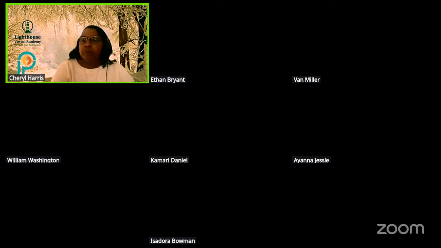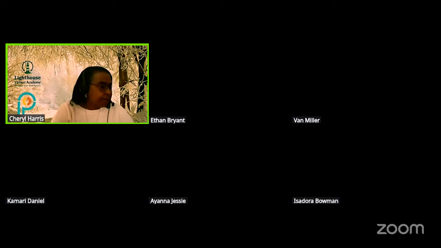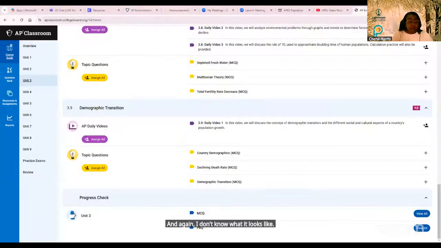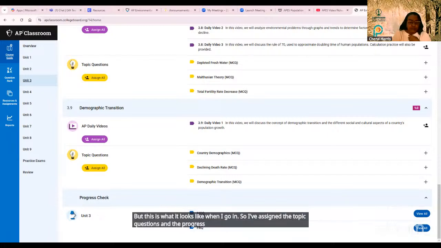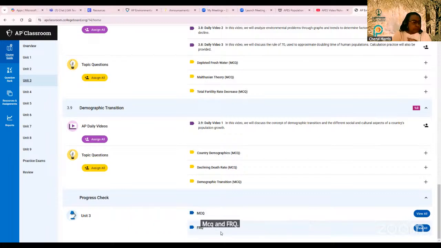Okay, I'm going to share. And again, I don't know what it looks like when you all go in, but this is what it looks like when I go in. So I've assigned the topic questions and the progress check question. It should say Unit 3 MCQ and FRQ. That's what you'd be looking for as far as the progress check question is concerned.